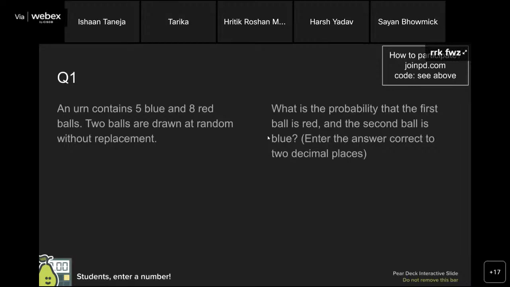Okay, so would knowing this information increase your chances of drawing a blue ball, or would it be the same, or would it be less? It would increase the chance of drawing. Increase, yeah.